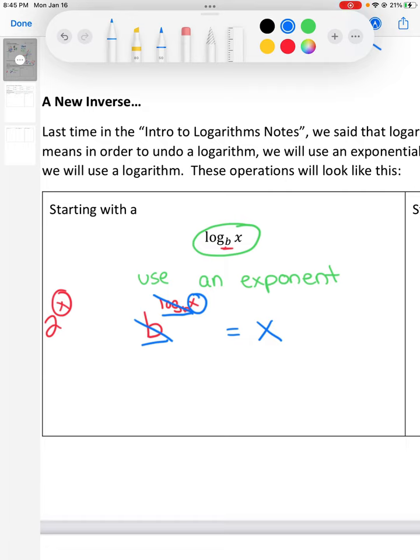Just x. So when we raise a logarithm with an exponent of the same base, they cancel out. Just like if I have x squared and I square root it, or x to the 3, and the opposite of cubing is cube rooting, they cancel out. Same thing with logarithms and exponents, they cancel out.